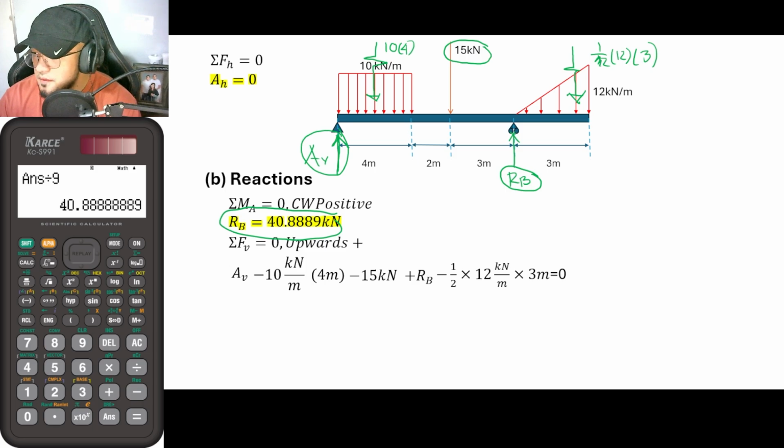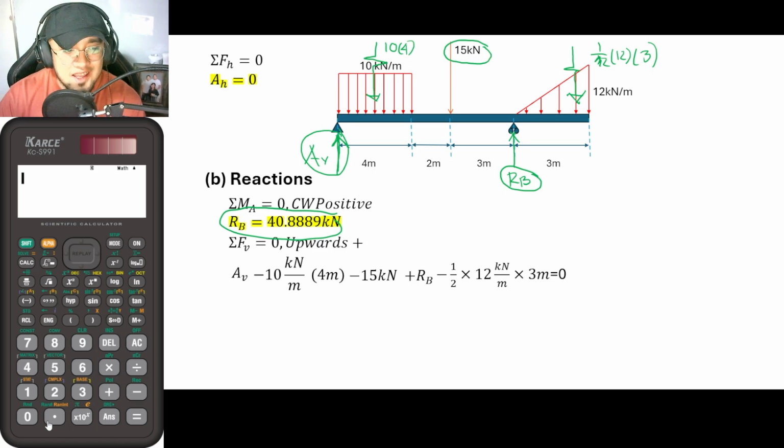Solving for it, looking at the calculator to the right, I would just transpose everything to the other side. In my calculator, I could also make use of the shift solve command, alpha x is equal to, but actually I do not want to do that. Once again, I would just transpose it to the other side. So that is positive 10 times 4 plus 15 minus RB, since I would be transposing RB to the right, and RB is equal to 40.889.